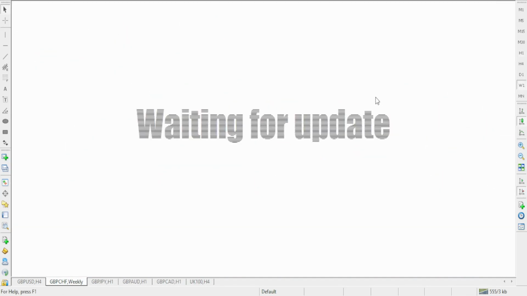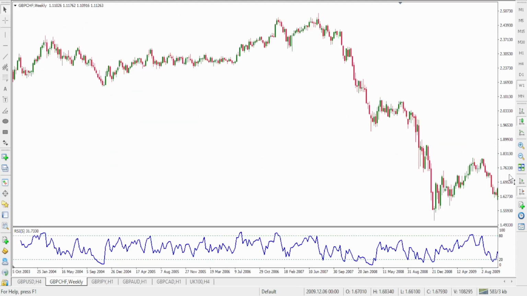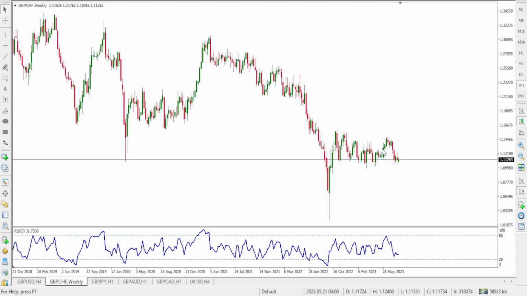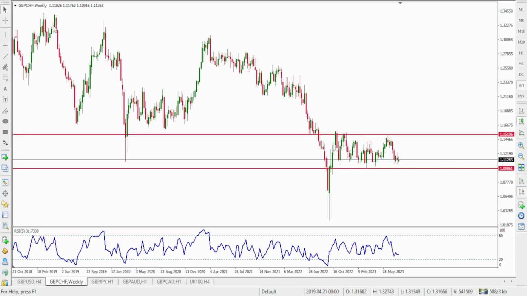On the pound CHF, let's wait for the chart to load. Right here, if we see, pound CHF is clearly ranging in between these two zones. And this consolidation zone seems to be broken to the bottom side. But since pound is overall getting weaker against the dollar, and that's what the expectation is, this is going into a very nice consolidation zone right here.